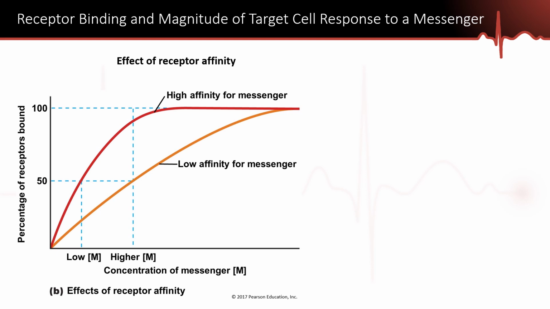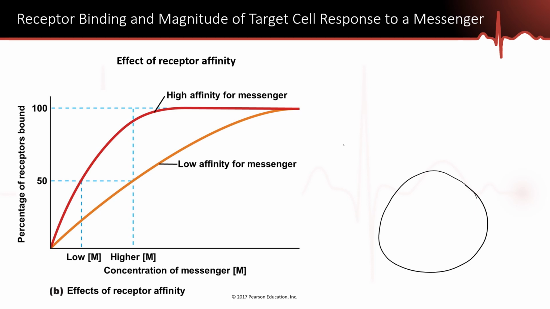The next thing is the affinity that the receptor has for the chemical messenger. Okay, so for example, on the heart, there are, as I've already said, epinephrine receptors.